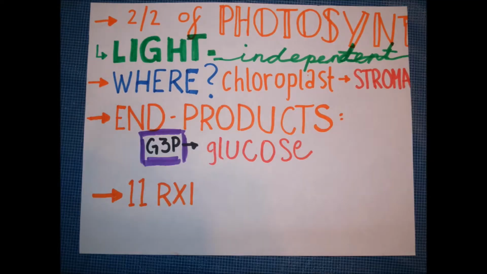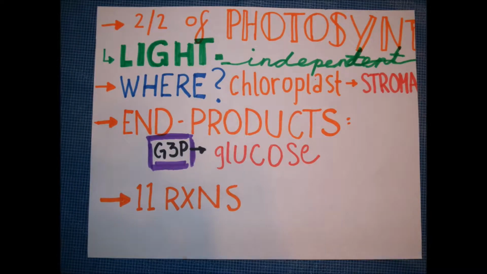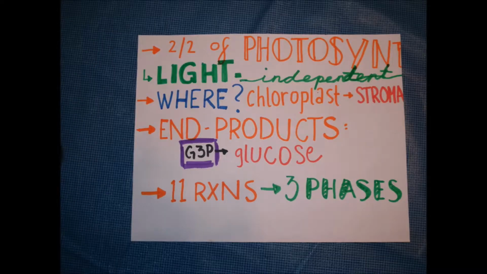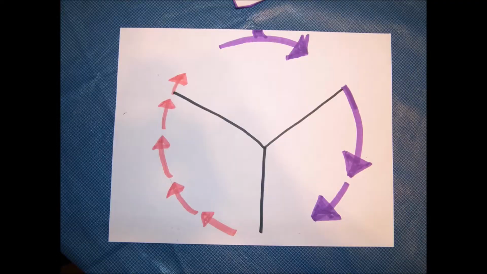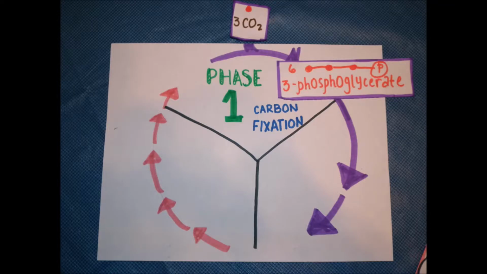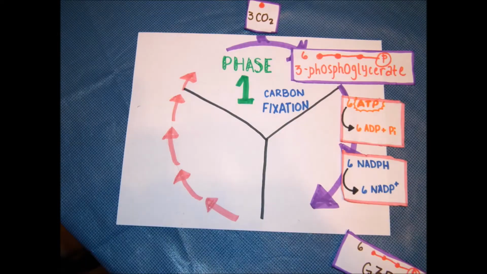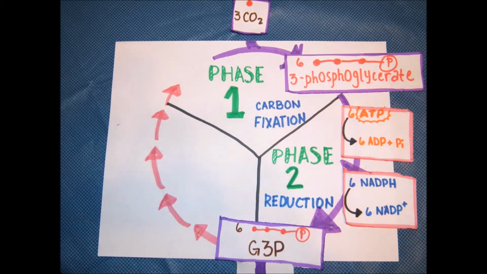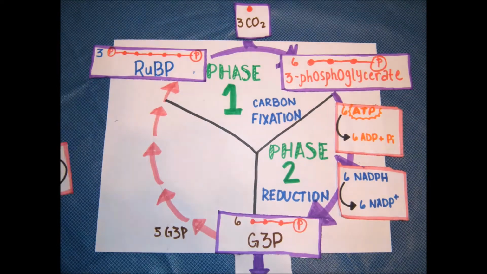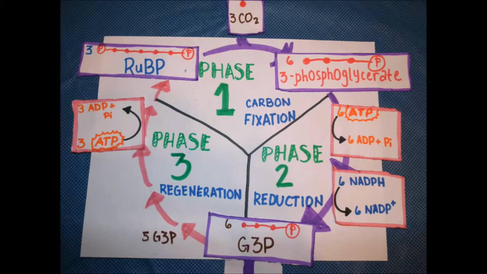It's composed of 11 enzyme-catalyzed reactions, but for our sake, I'm just going to divide it into 3 phases. Phase 1 is CO2 fixation. Phase 2 is the reduction of 3-phosphoglycerate to glyceraldehyde 3-phosphate. Phase 3 is the regeneration of RuBP.